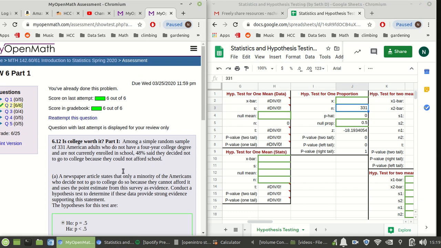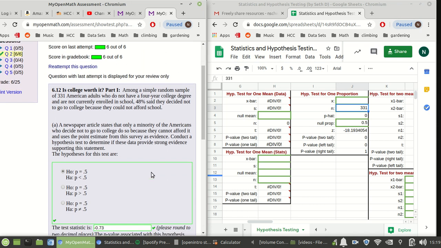Hi, I'd like to walk through Homework 6 Part 1 question number 2, to show you how you can use your Google Sheets calculator to make your life a little easier for finding test statistics and probabilities. So I'll read the question, highlighting a couple words here.